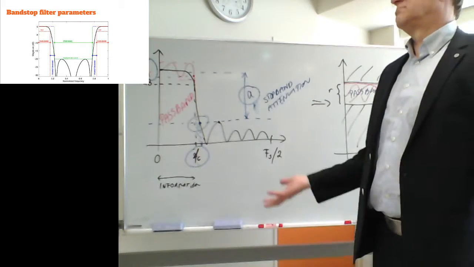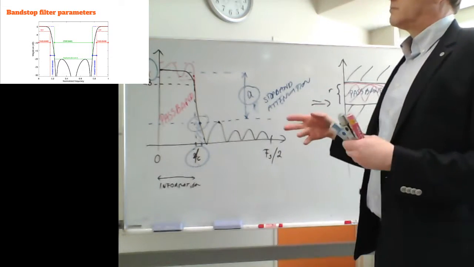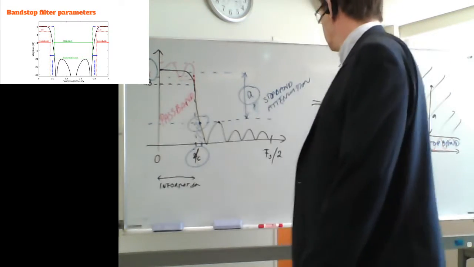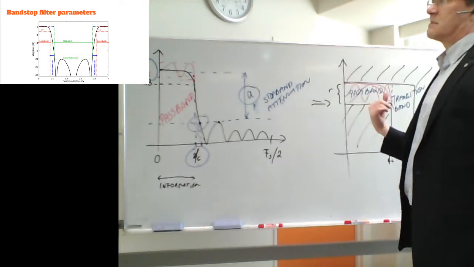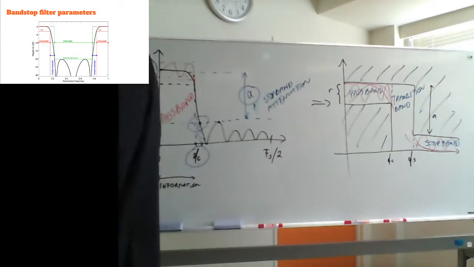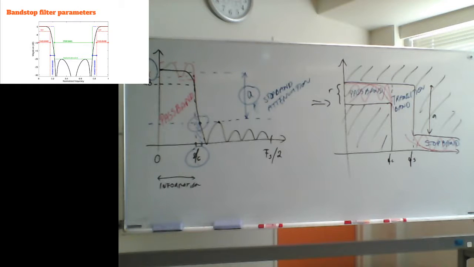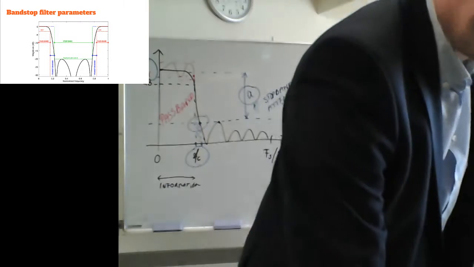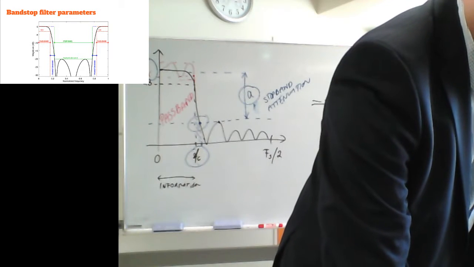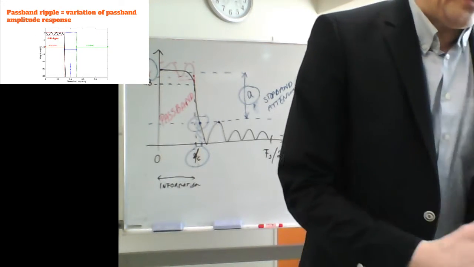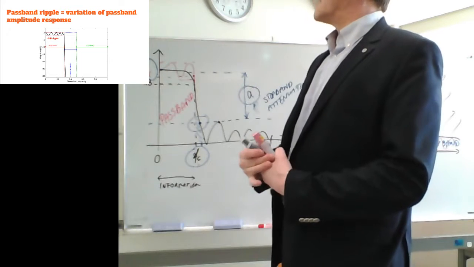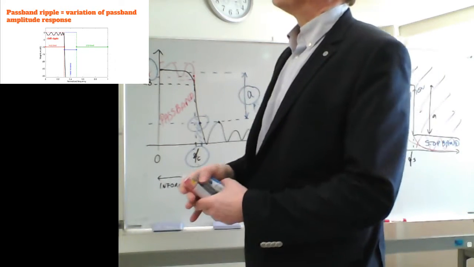Band stop. Well, it's basically low pass plus high pass. One stop band, but two pass bands.